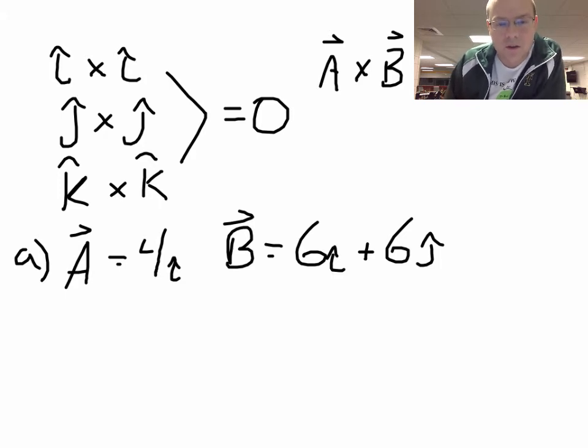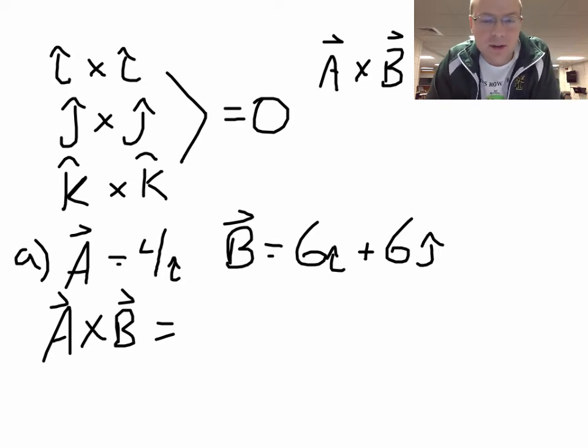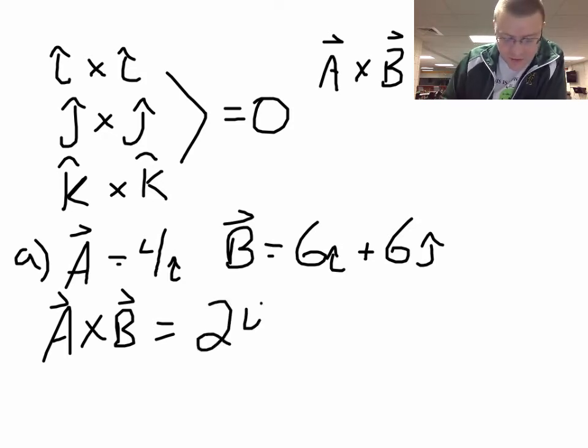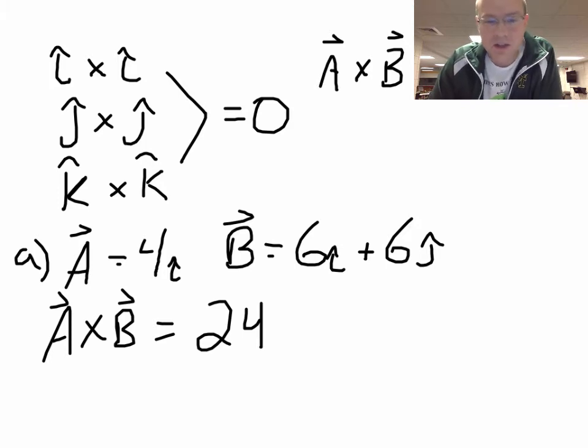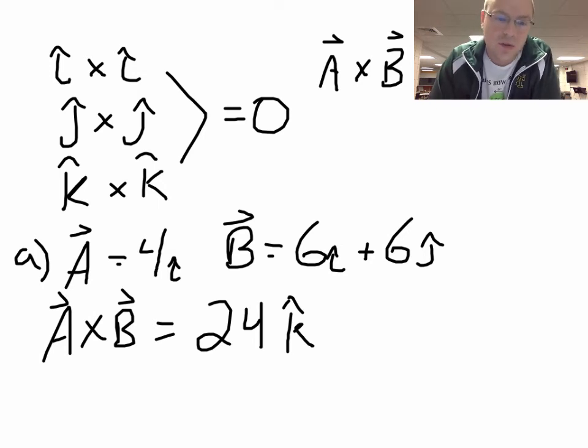Alright, so this is my first example here. Vector A is 4 in the I direction, vector B is 6 in the I and 6 in the J, and I want to know what the vector cross product of these are. So when I do the vector cross product, I'm going to do A cross B. If you look, the 4i and the 6i, I don't care about. I cross I gives you 0. So really all I care about is the 4 times 6 in the I and J direction. So I've got 24, but I have to remember what I cross J is. I cross J is going to give me a positive K. So my final answer is 24 units in the positive K direction, coming out of the screen or out of the page.